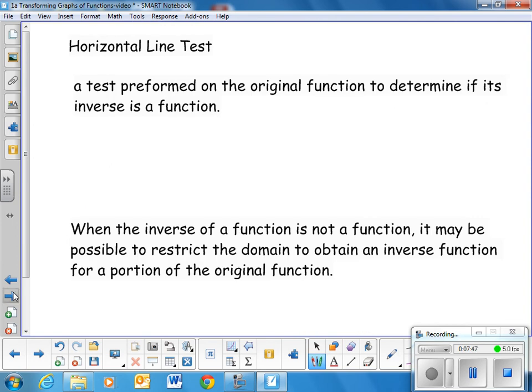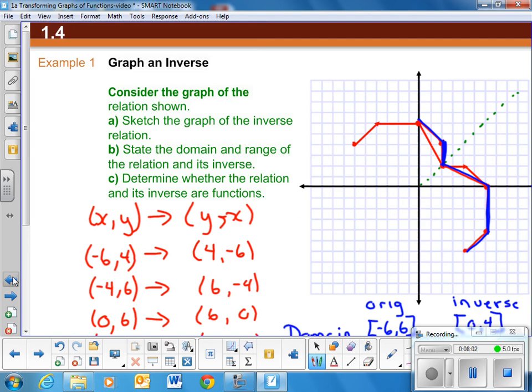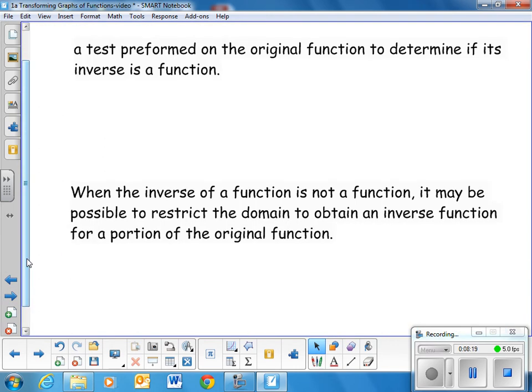We can do something called a horizontal line test. The horizontal line test is a test performed on the original function to determine if its inverse is a function. So let's go back and look for a minute. Our original function is the red graph. If I draw a horizontal line through that red graph, it cuts in more than one spot, and so therefore I know that my inverse graph will not be a function. When the inverse of a function is not a function, it may be possible to restrict the domain to obtain an inverse function for a portion of the original.